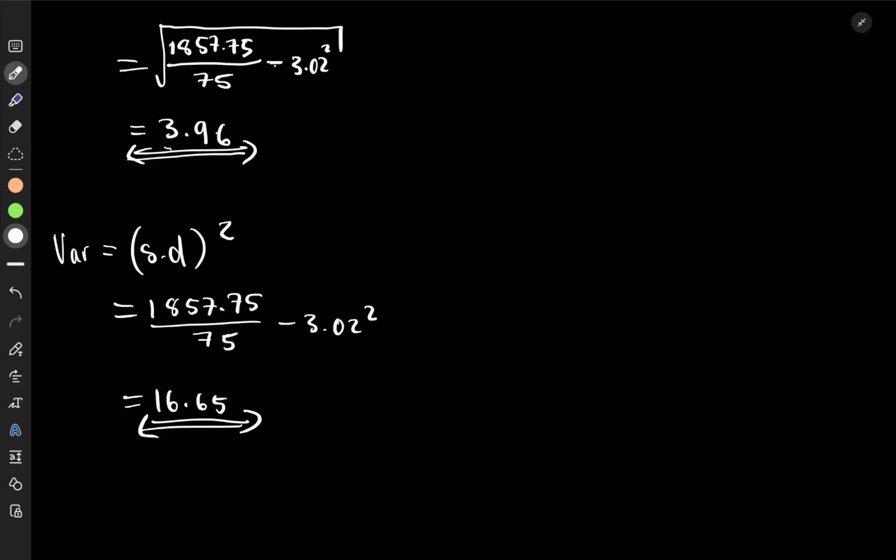Be careful. Make sure you do everything according to plan. All right? And make sure you stick to 3 SF. We could have it as 16.7 rather. All right. Bye.